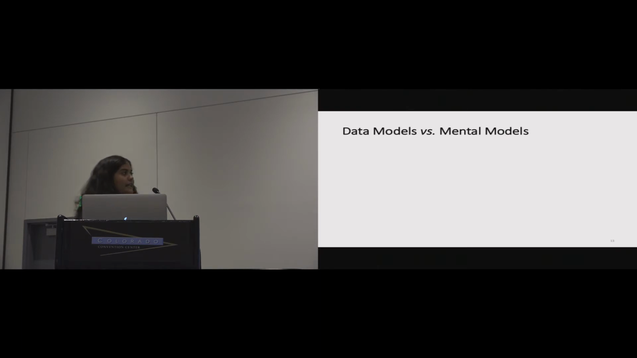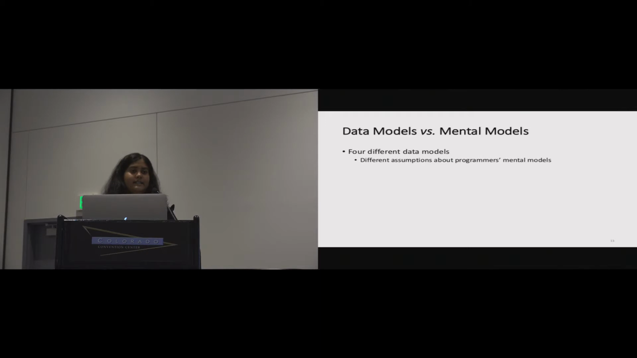So the second source of the gap was to understand what mental models people had in their head, and the gap between our data models and those mental models. Now, in order to better understand that, we tried to build 4 different data models, which made different assumptions about programmers' mental models. We came up with these based on our qualitative findings and prior work on programmer navigations.